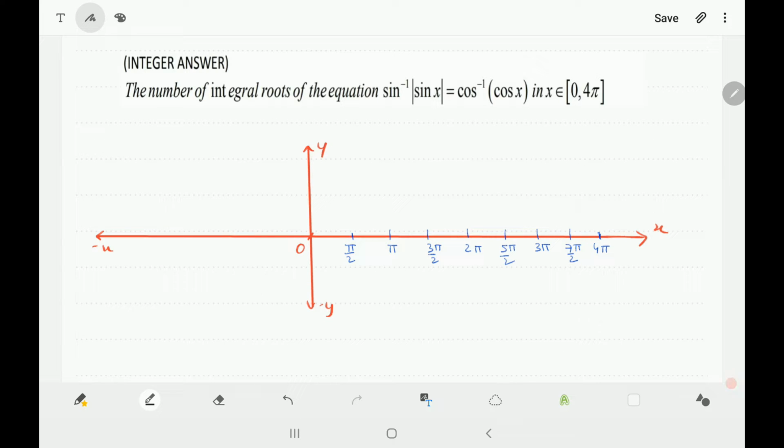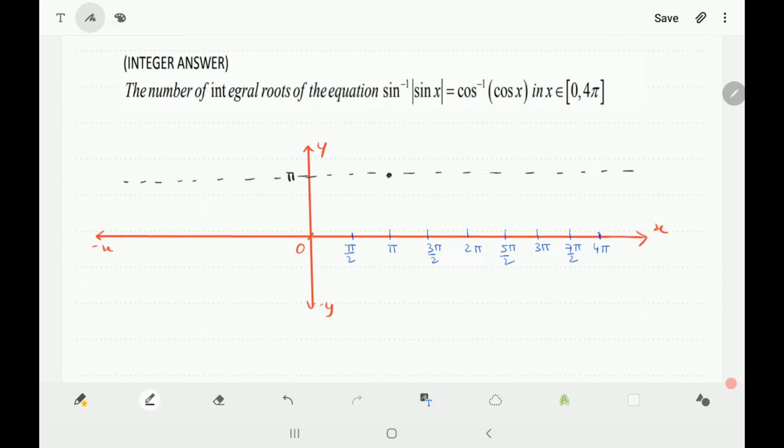In this problem, we have to find the number of integral roots of the equation sin inverse mod sin x is equal to cos inverse cos x in the closed interval 0 to 4 pi. Okay, so we will be drawing the graphs again of these two functions. So cos inverse cos x, we already know that its principal value branch is 0 to pi. Okay, so let's say here we have a line y is equal to pi. So I'll be drawing cos inverse cos x first.